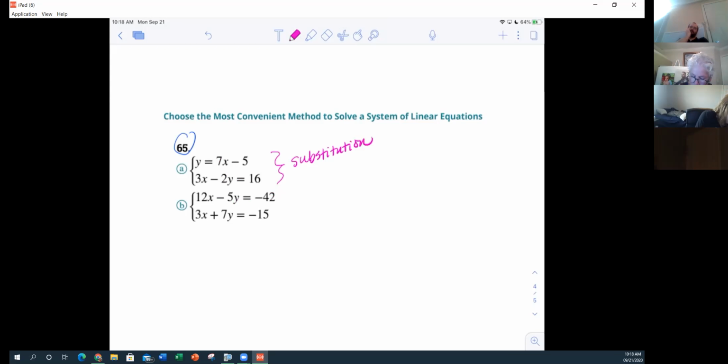And then this one, what would be the easiest method to solve this one probably? Would it be graphing? It's hardly ever graphing. And honestly, even substitution is iffy unless it's easy to solve for a variable, then you do substitution. So what's the one that would probably work the best on this one? Elimination. Elimination, yeah.